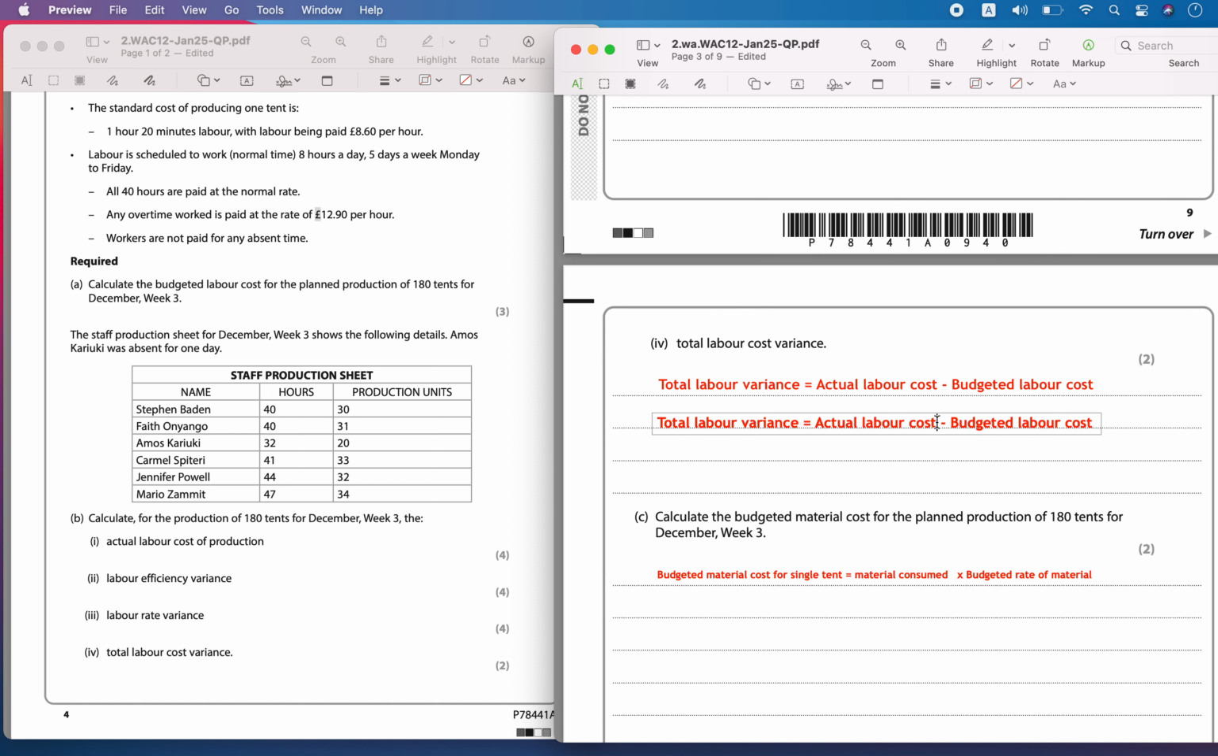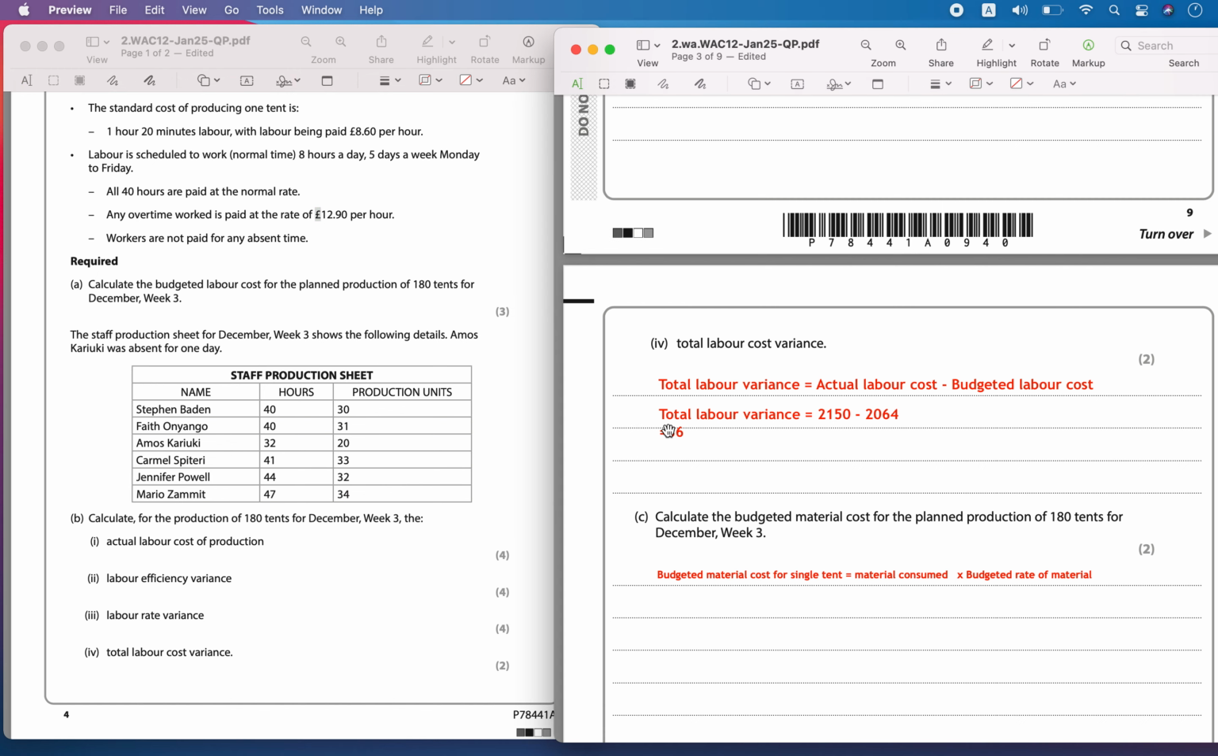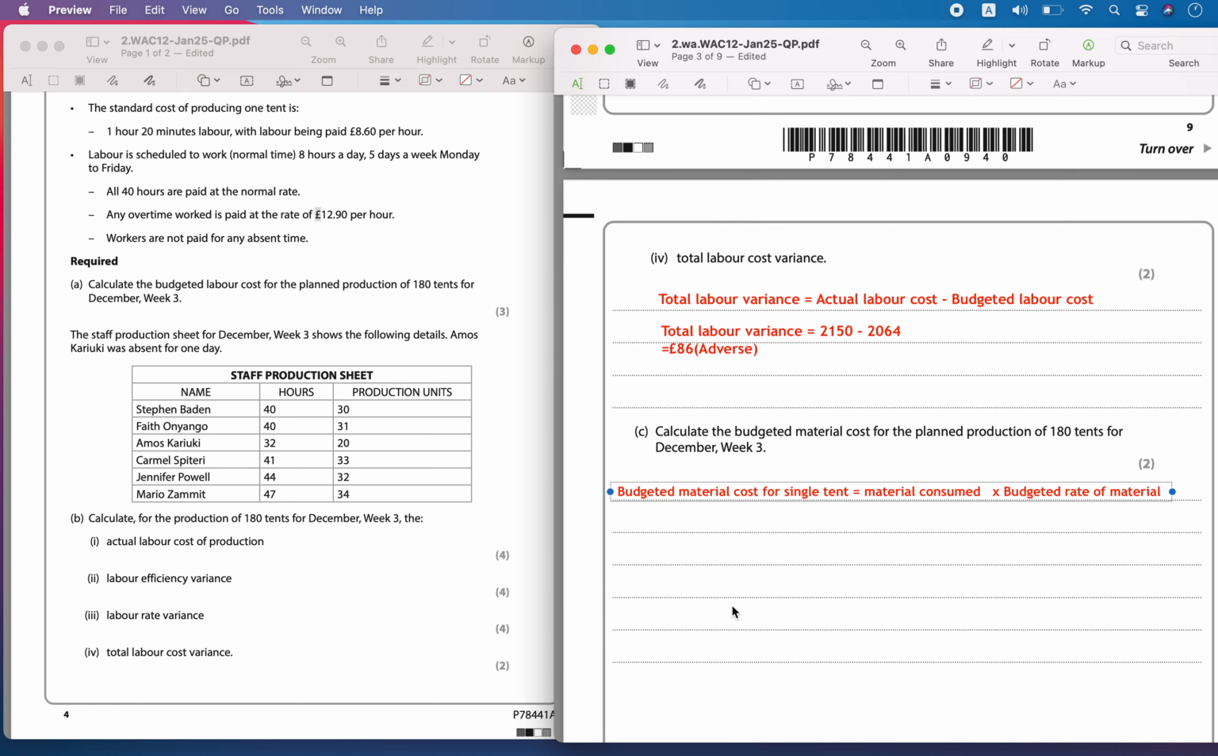So what is the difference between these two? The actual cost incurred was 2150 and the budgeted labor cost was 2064. So that is equal to 86 pounds. Now the actual has become more than the budgeted cost, so it is also an adverse variance. It has become more than the estimated value.